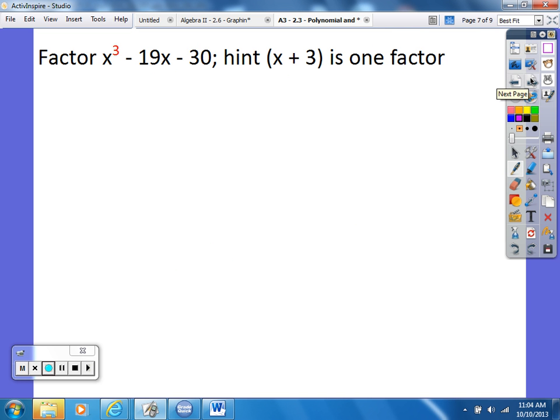Okay. We're going to factor this. And I'm going to tell you one of the factors is x plus 3. So what we just talked about was setting the x plus 3 equal to 0 and synthetically dividing. Now, did we have to do synthetic division? Could we have done something else? We could have done long division, right? But like we just found out, if it's easier to synthetically divide, go ahead and do that.